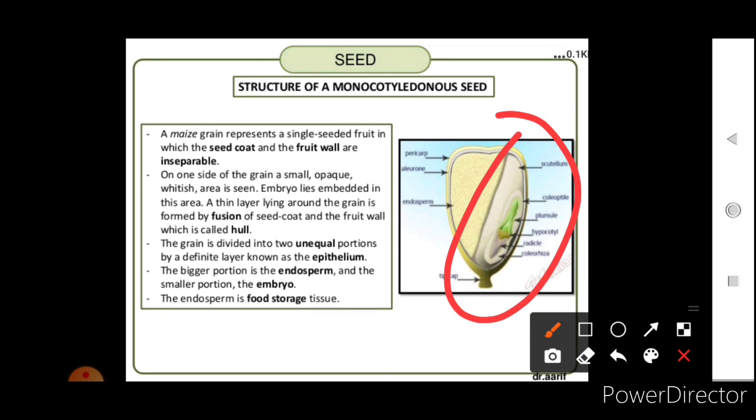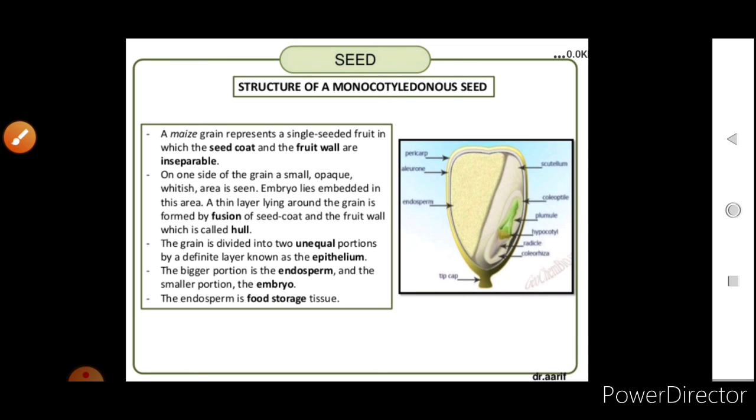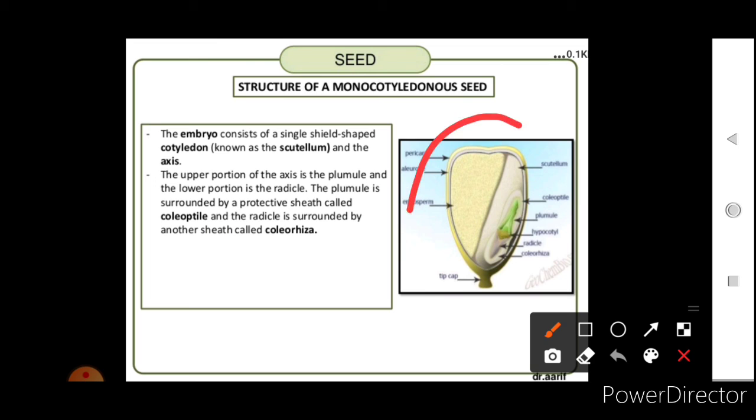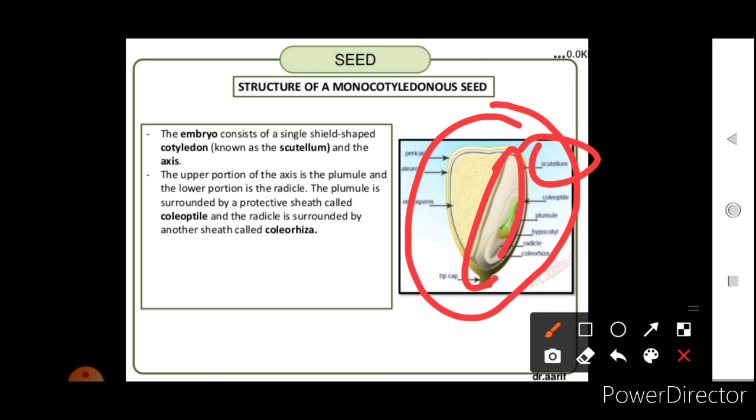So the grain is divided into two parts. The bigger portion is the endosperm, and the other is the embryo part. The endosperm is the storage tissue. Now, the embryo consists of a single shield. This is the single shield, and this is called cotyledon, and this is also called scutellum. This particular shield here is nothing but the scutellum.